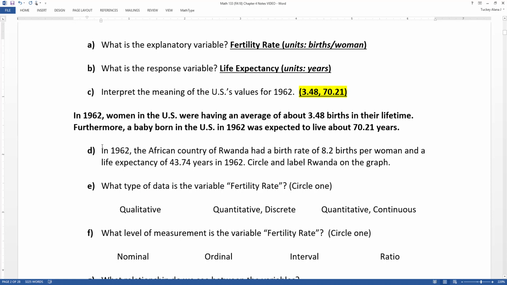Now, in 1962, the African country of Rwanda had a birth rate of 8.2 births per woman and a life expectancy of, excuse me, 43.74 years. Sorry about that. All right, circle and label Rwanda on the graph.